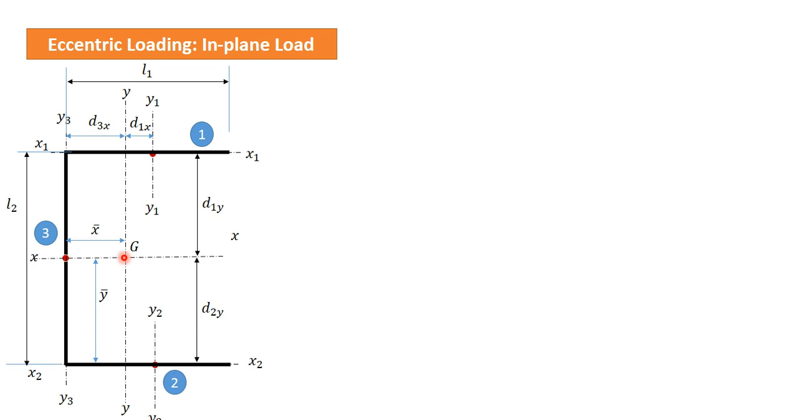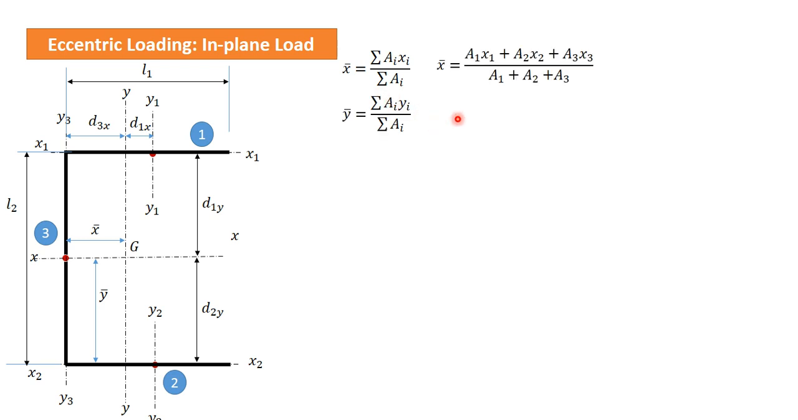We know that the value of J depends on the values of Ixx and Iyy, and we can find Ixx and Iyy only if we know the location of this CG. So first of all we have to find the location of the CG, then we find the values of Ixx and Iyy, and then it will give us the value of J. We obtain the centroid using this formula, in expanded form for this particular case.